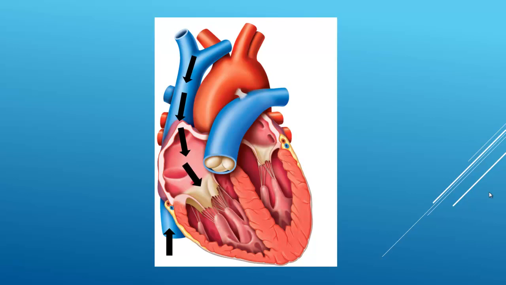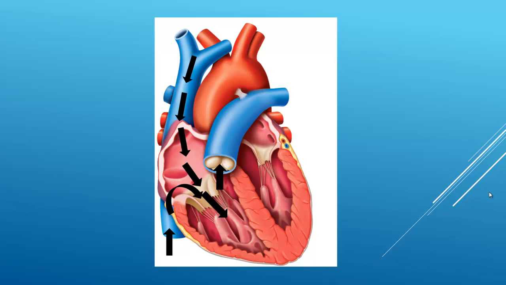Now, while the deoxygenated blood is in the right atrium, the tricuspid valve is closed to keep the blood flow down into the ventricles here. The atrium will contract and the tricuspid valve will open, forcing blood down into the ventricles. The tricuspid valve will close again so that the blood cannot move back up into that atrium.